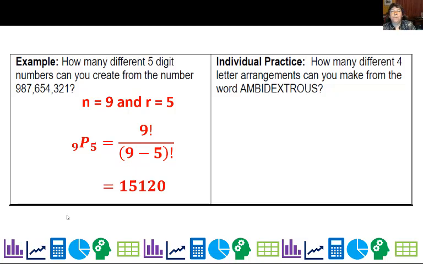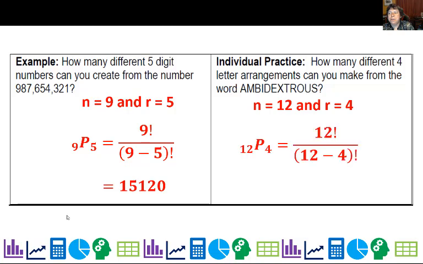How many different 4-letter arrangements can you make from ambidextrous? Well, ambidextrous has 12 different letters, and so n is 12, and we're choosing 4. So we're going to go 12P4, and we have 12 factorial, really over 8 factorial, which is 11,880.